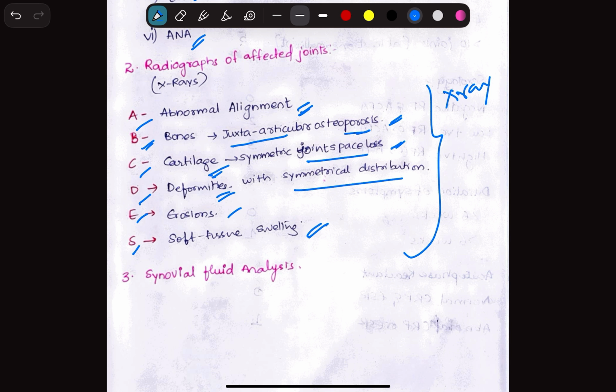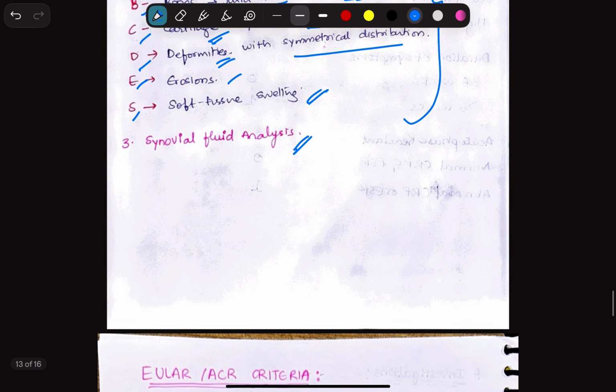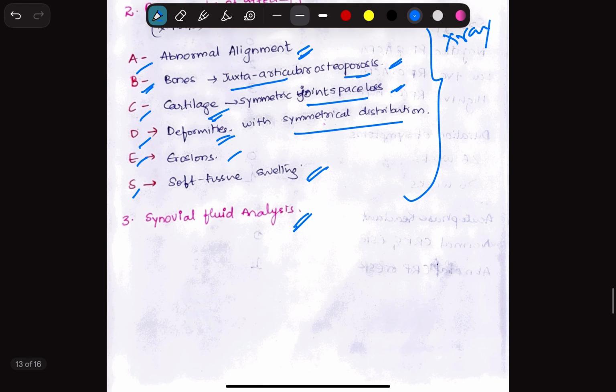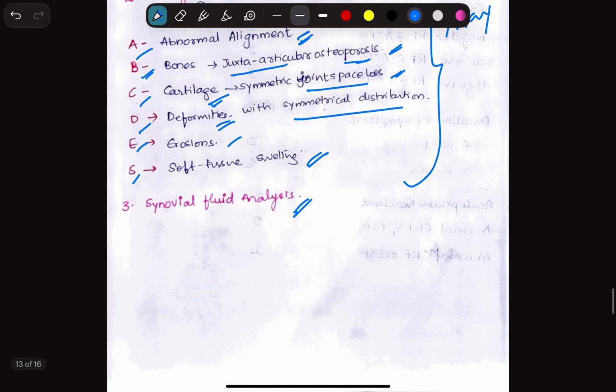And we might also send for synovial fluid analysis to differentiate this from crystal arthropathy and gouty arthritis. So we just rule out those conditions through this synovial fluid analysis. So these are the investigations which we do: blood investigations, X-rays of the affected joint, and synovial fluid analysis.